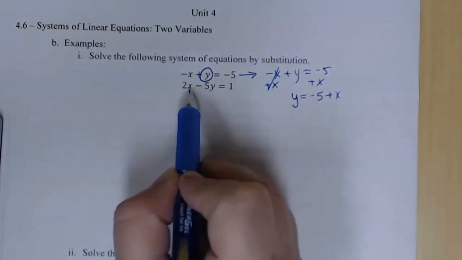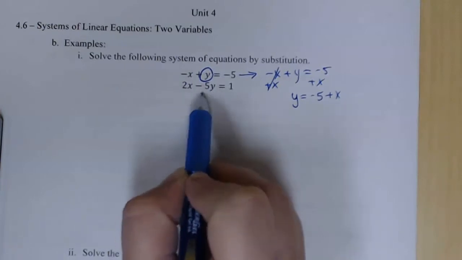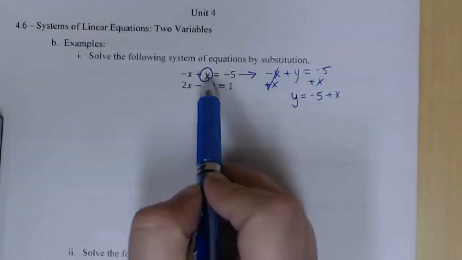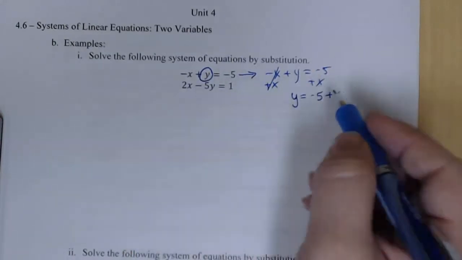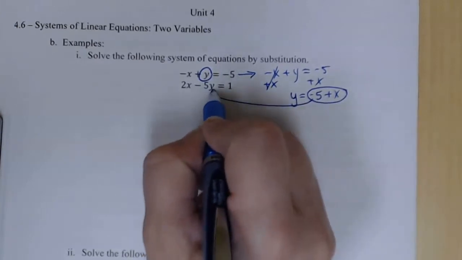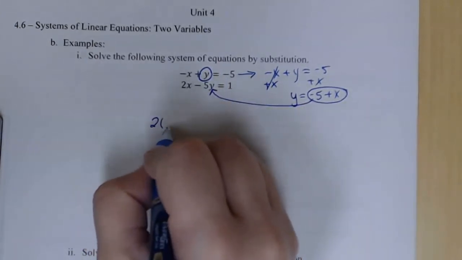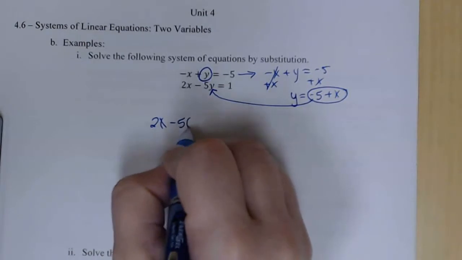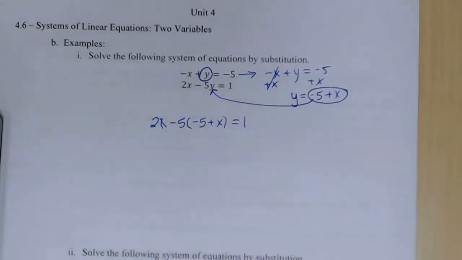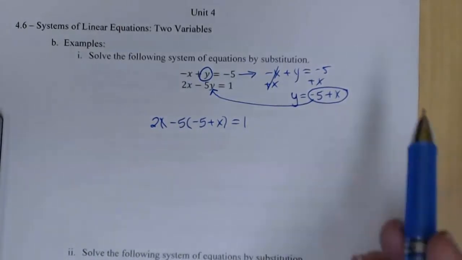Now you can solve for x, or you can solve for this x or this y, but you can see in solving one of these, I'm probably going to end up with fractions along the way. So this was the easiest one to get by itself. So this is what y is equal to. So I'm going to plug that in here. So it gives me 2x minus 5 times, instead of y, I'm going to say negative 5 plus x equal to 1. So step 1, solve one of the equations for one of the variables.